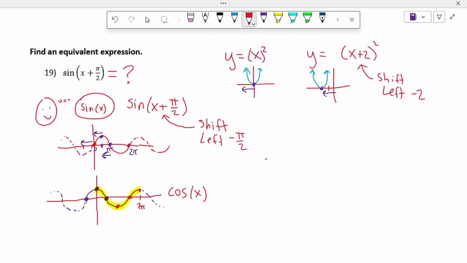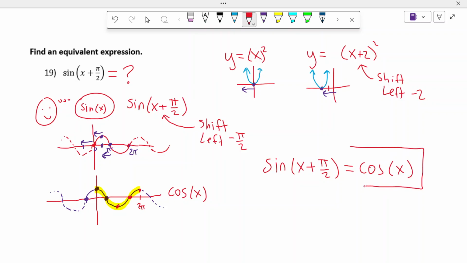Here's what this means. If you shift the sine over to the left by pi over 2, which is what this math says, it's actually just the same thing as good old cosine. This is my answer. I took this expression and I found another one that's equal to it. It's exactly the same. So if I shift this guy over, it's exactly like a cosine. And that's my answer for it.